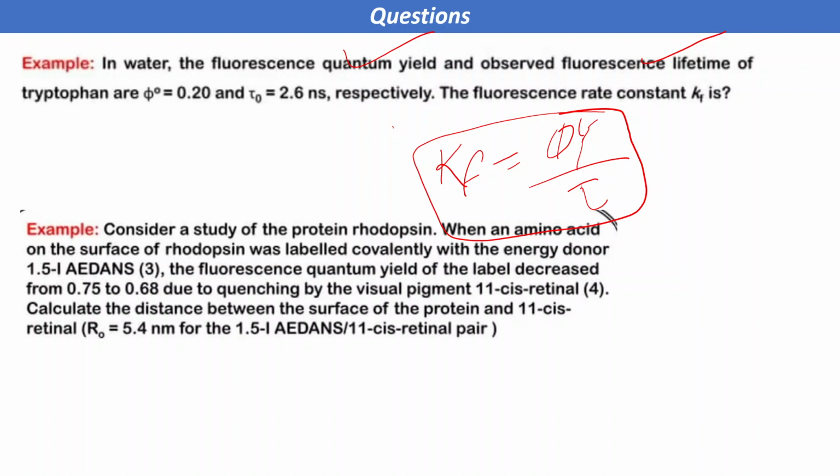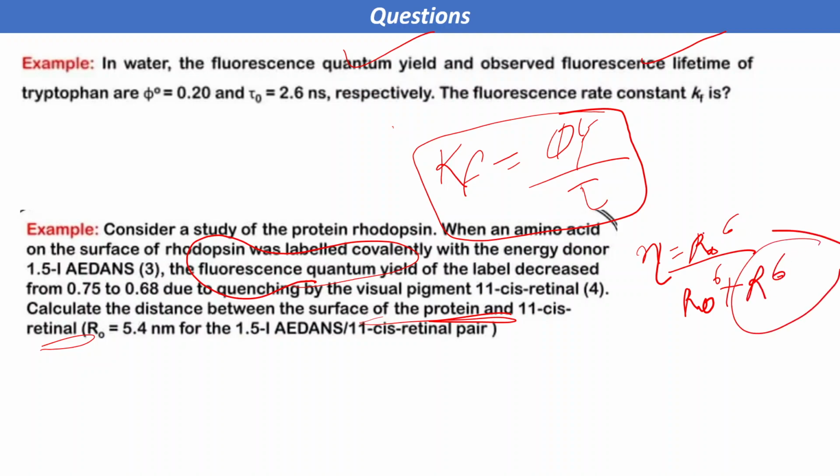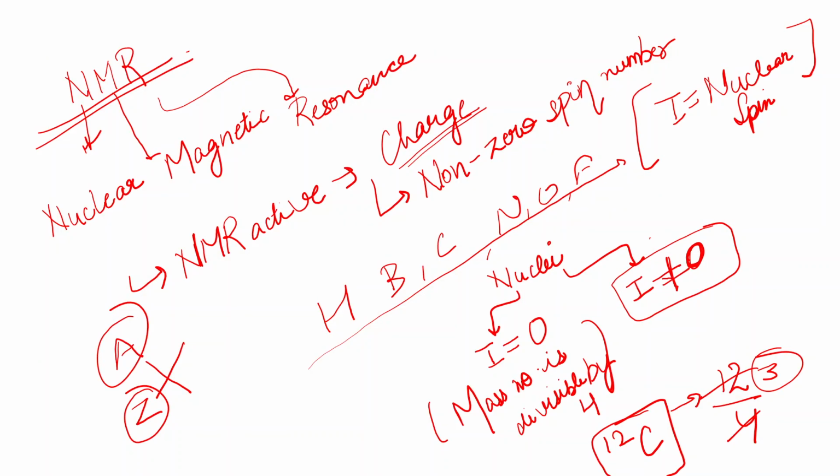Then we discussed that we have to calculate the distance between the surface of the protein and the pigment, but you are provided with the fluorescence quantum yield. So you know that energy transfer efficiency is R0^6 divided by R0^6 plus R^6. R is the distance between the donor and the acceptor. This you have to calculate. So firstly you will calculate the energy transfer efficiency, and then you will put the value of Förster radius, and then you can calculate the distance between donor and the acceptor.